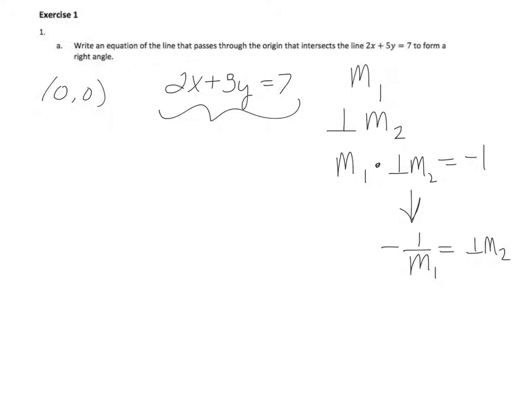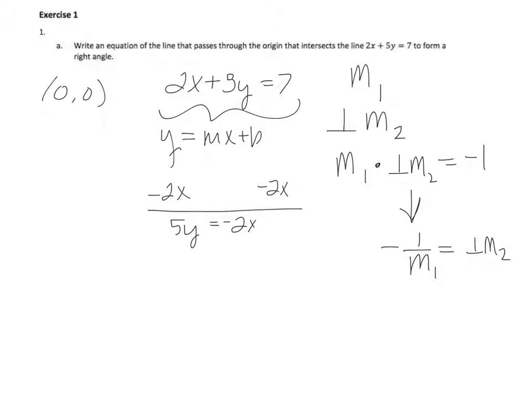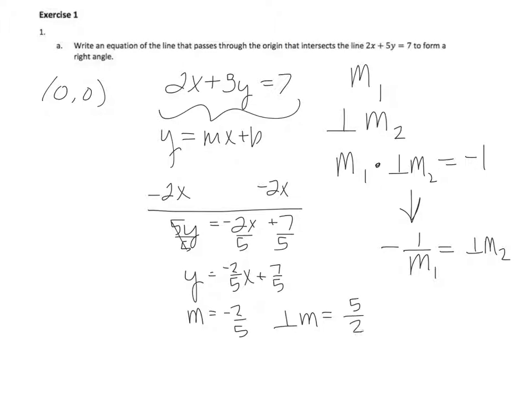So I need to change this into slope-intercept form, y equals mx plus b. Let's subtract 2x from both sides, and I have 5y equals -2x plus 7. Divide everything by 5, and I get y equals -2/5 x plus 7/5. The slope of this line is -2/5. So my perpendicular slope is going to be opposite sign, flip the fraction. So right here is the slope.